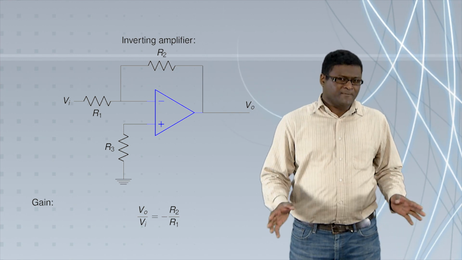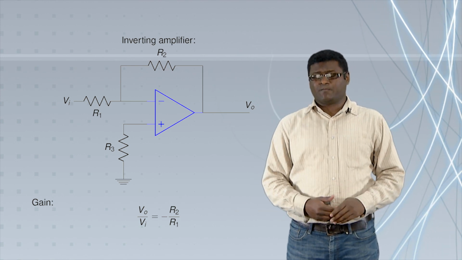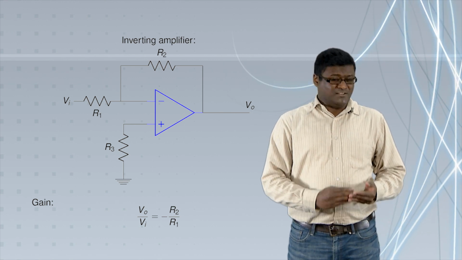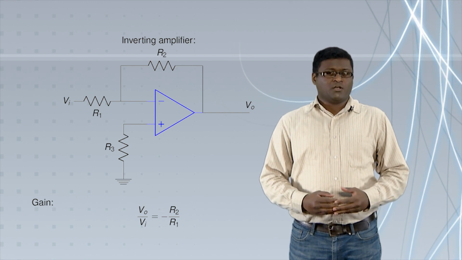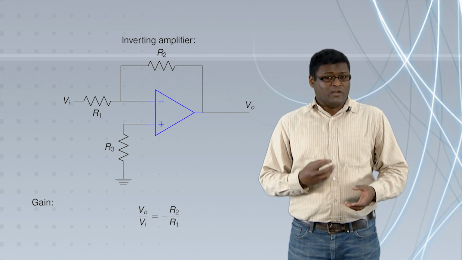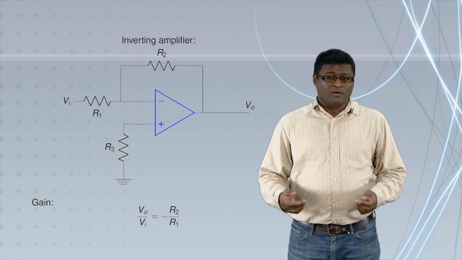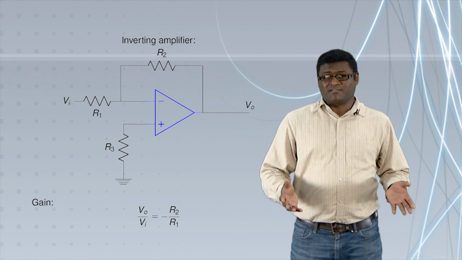Okay, so this is a circuit. This is your input voltage Vi, and this is your output voltage Vo. The relationship between these 2 would be Vo over Vi, which is the gain, is equal to minus R2 over R1. So as you can see, if you select your values for R2 and R1, you can get any gain you want, but the gain will be negative. Okay, so now let's analyze this circuit.